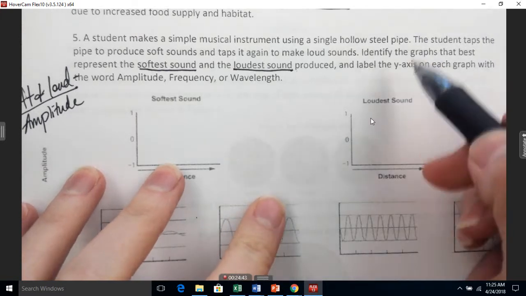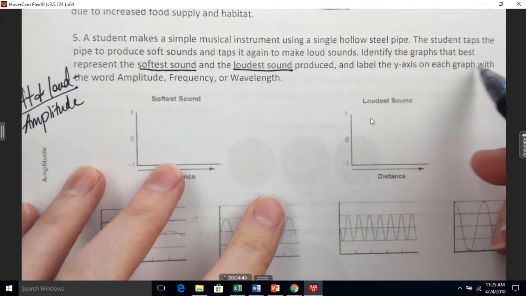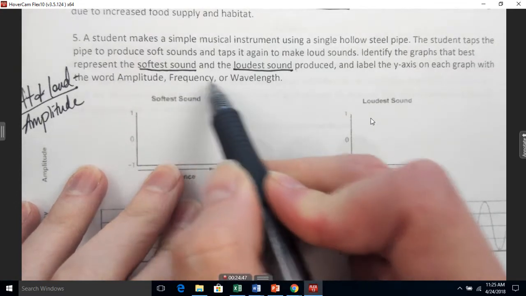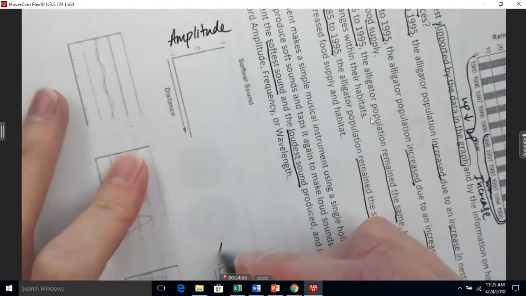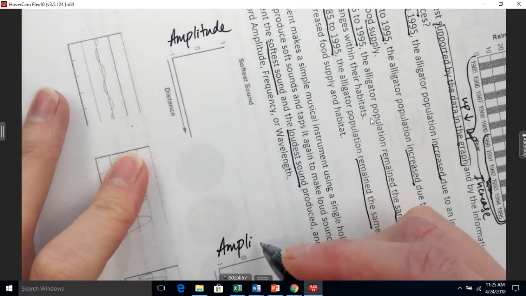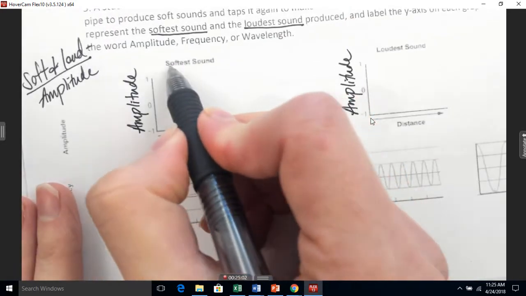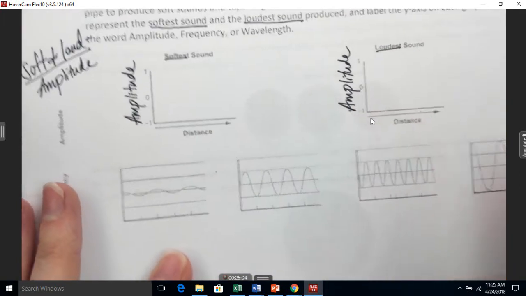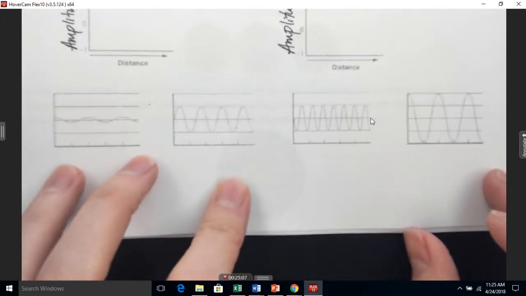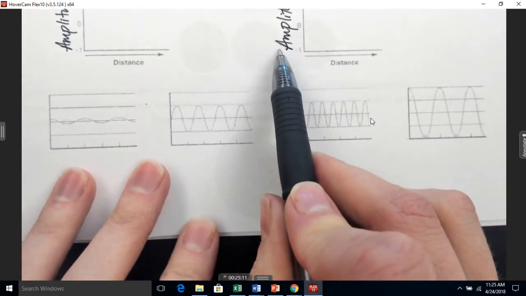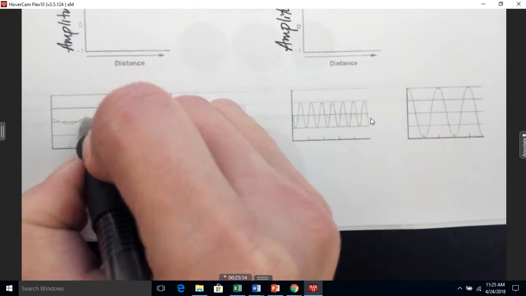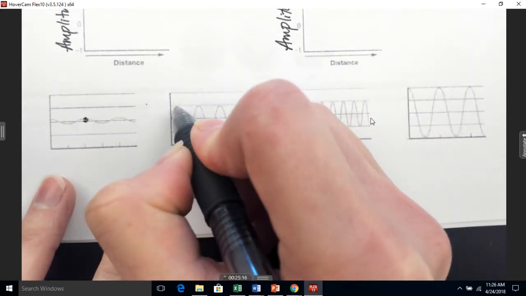So it wants me to label the y-axis on each graph with the word amplitude, frequency, or wavelength. Which one am I choosing? Amplitude. Now, this graph says softest, this one says loudest. All right, let's go down here. If you labeled the graph amplitude, let's go to the picture and label the amplitude. You better be doing this on your picture.